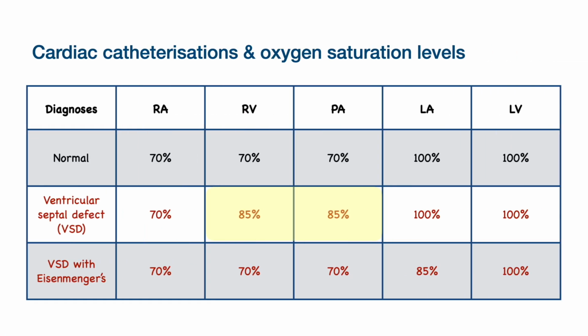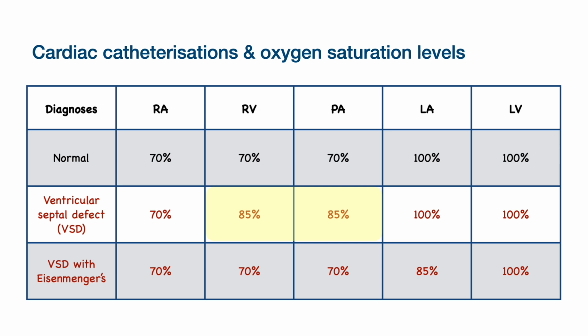Now, let's start with the basics of interpretation of the oxygen saturation on cardiac catheterization. Deoxygenated blood returns to the right side of the heart via the superior vena cava and inferior vena cava. It has an oxygen saturation level of around 70%. The right atrium, right ventricle, and pulmonary artery normally have oxygen saturation levels of around 70%, and the lungs oxygenate the blood to a level around 98 to 100%. The left atrium, left ventricle, and aorta should all therefore have oxygen saturation levels of 98 to 100%.